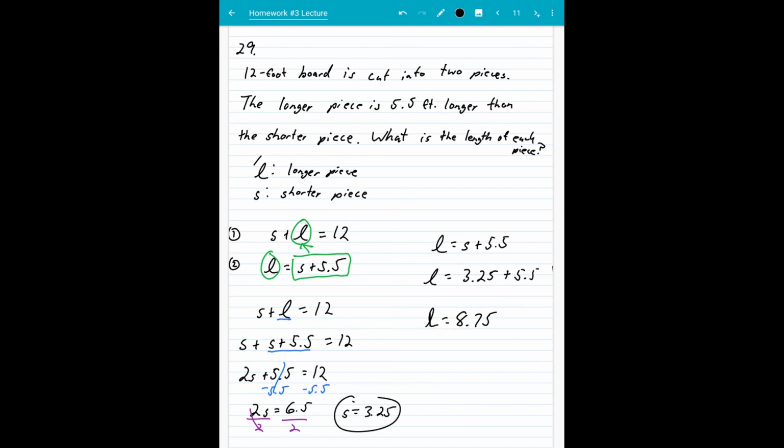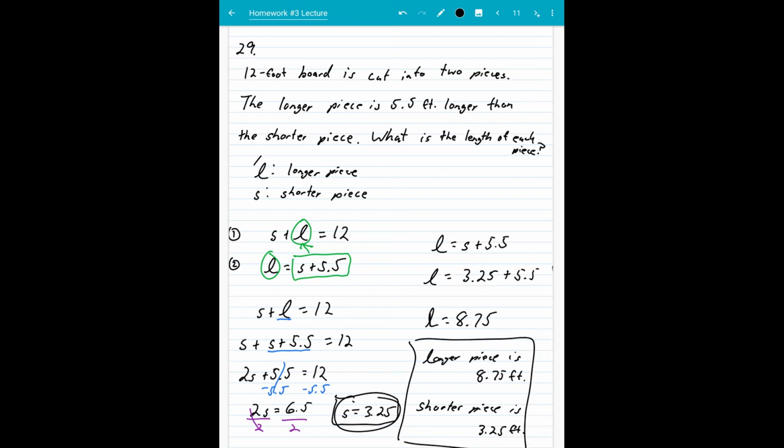The longer piece is 8.75 feet. The shorter piece is 3.25 feet. And yeah, you can see them right here too. Those are fine to put as well. I would understand that on an in-person exam. It'd be fine to put that answer.